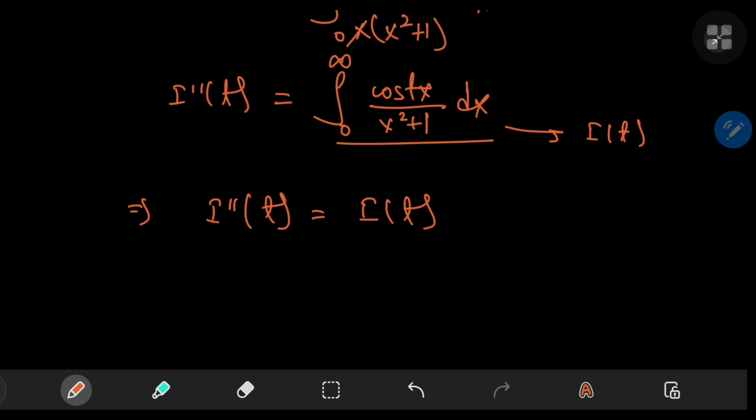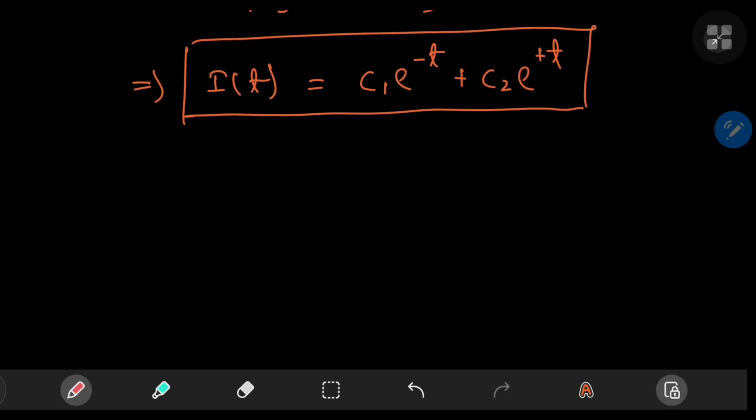And the general solution to this is I of t equals some constant c sub 1 of e to the negative t plus another constant c sub 2 of e to the positive t. We now have to figure out the values of these two constants, c sub 1 and c sub 2. And for that, let's recall our integral function I of t.